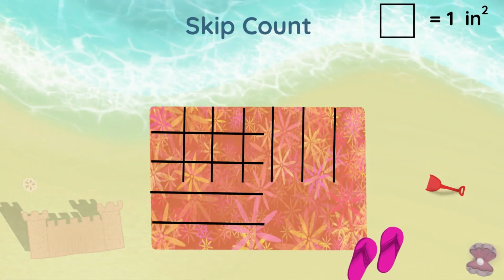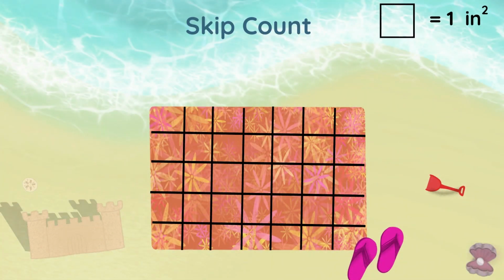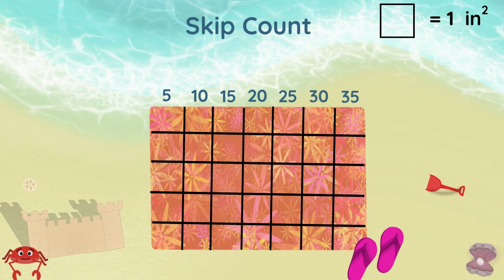To find the area of this beach towel, I'll skip count. Since there are 5 squares in each column, counting by 5s is quicker and easier than counting each box individually. 5, 10, 15, 20, 25, 30, 35. This time a label was provided. I get 35 square inches. Area is the inside of a shape.